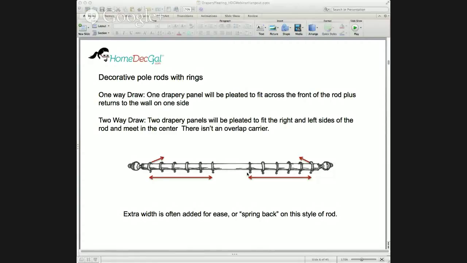So you do want to have a little slack, a little ease, so that you can bring them together and slightly overlap them, just to block light. You don't want that center crack of light coming through, and it just looks better. They're not pulled and drawn really, really tight and stretched. So I'll talk a little bit more about ease as we go along, but it's generally about 1 inch per width.